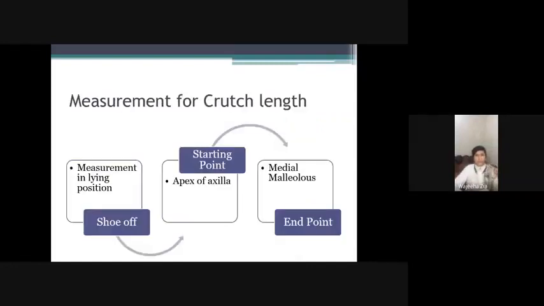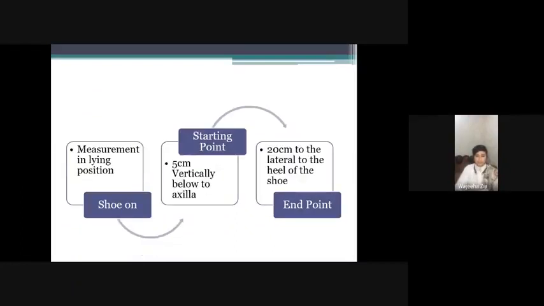There are different methods for measuring the correct height of the whole crutch and of the hand piece. It can be measured with the shoe-on and shoe-off methods. For the shoe-off method for the axillary crutch, the patient must be in the lying position; start from the axilla and end at the medial malleolus. With the shoe-on method, start from 5 centimeters below the axilla and end 20 centimeters lateral to the heel of the shoe.